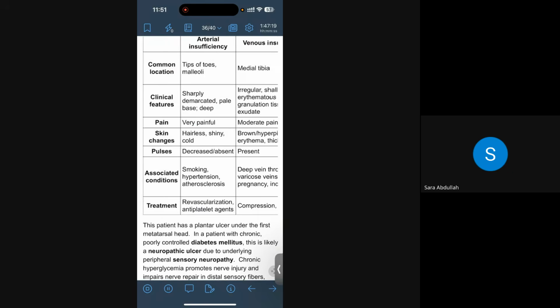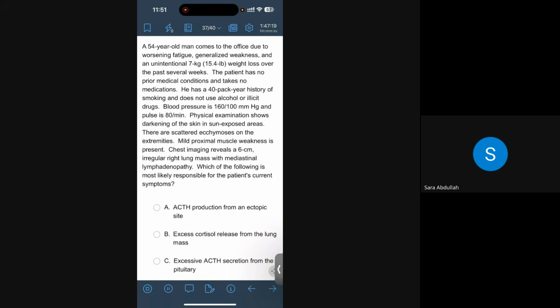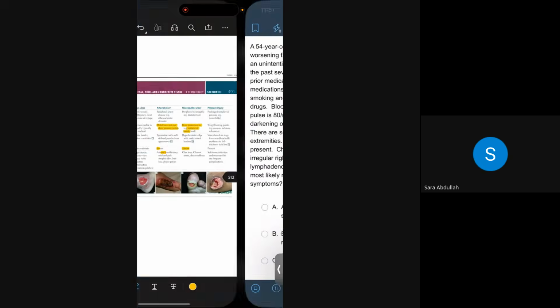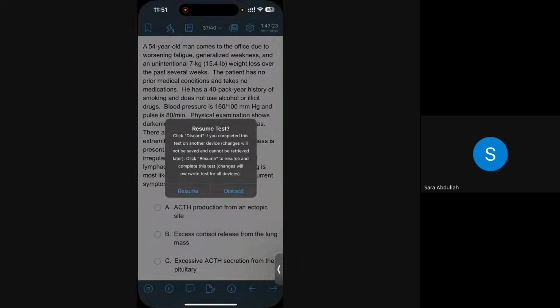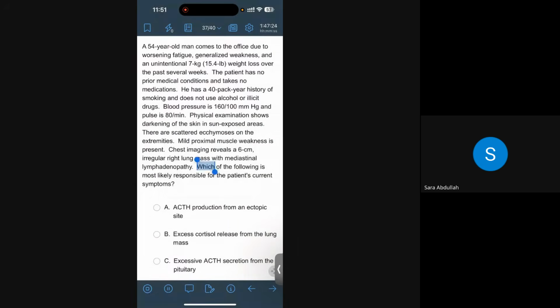Let's move on to the next one. It is written on page number 491, in MSK. There will be no pain in the neuropathic ulcer, and the arterial ulcers are going to be very painful, and the skin is going to be hairless, shiny, and cold in the arterial ulcer.